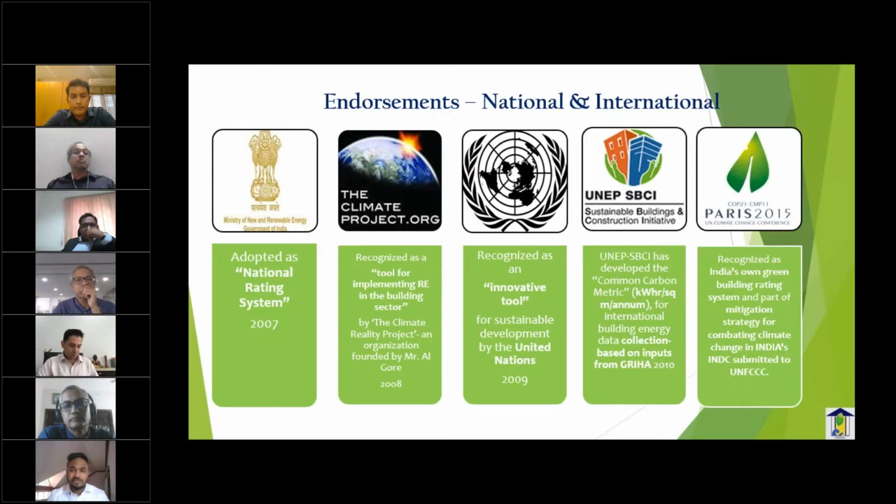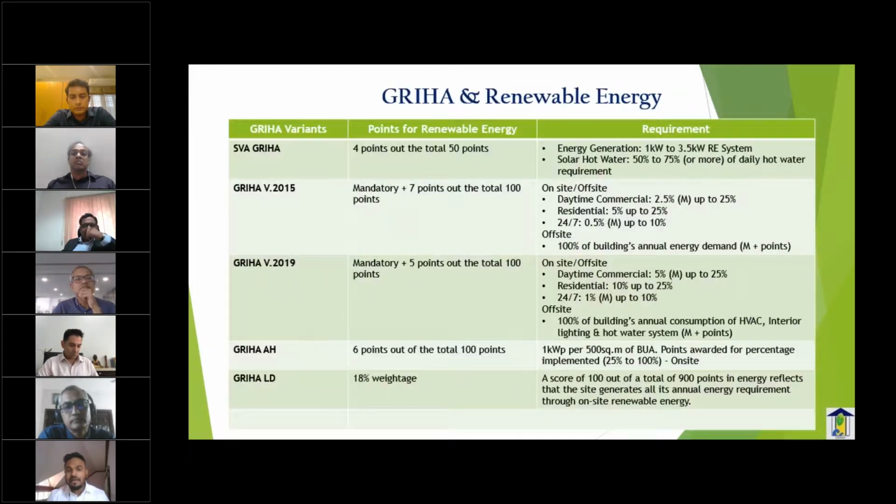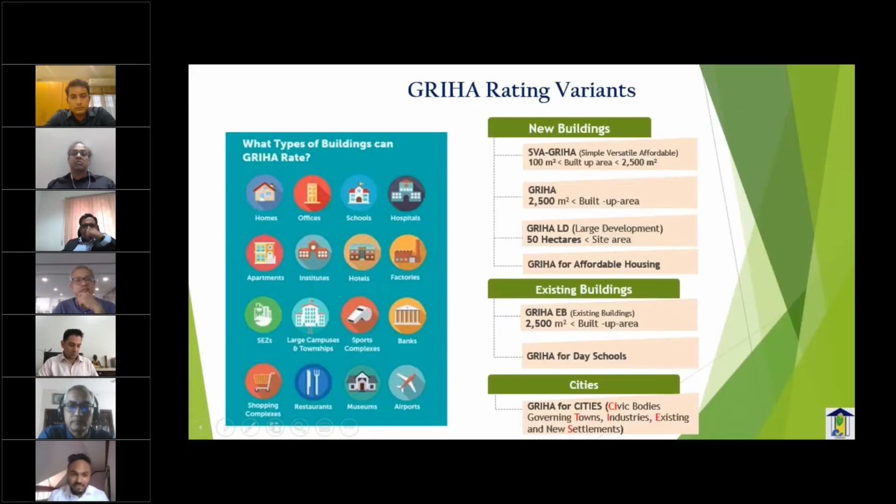I mean, considering that it's a national rating system, Griha has different variants. Now, of course, in Griha, we don't look at buildings or projects from the typology perspective. Rather, we look at it from the quantum or the size perspective. So we have the new building rating systems, which are SVAGRIHA, GRIHA LD, and GRIHA for affordable housing. Then we have something for existing buildings, and also we have a rating which has been developed keeping the cities in mind, considering the 100 new smart cities and also the new cities that are getting developed, etc.